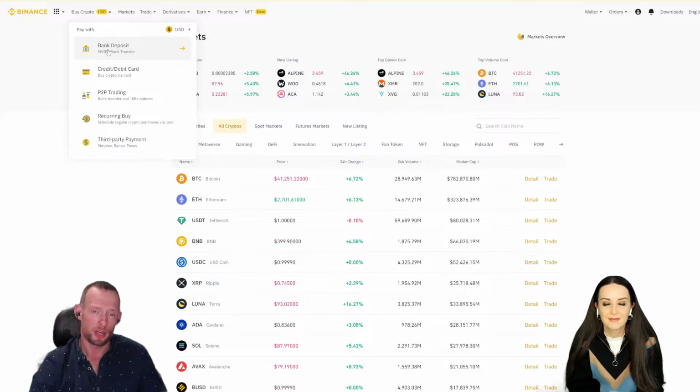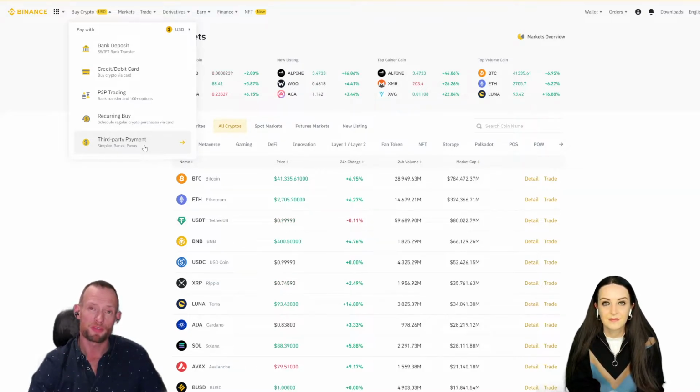The first is a bank transfer, a wire transfer into the exchange from your bank account. Then credit and debit card transactions, and P2P trading or peer-to-peer. This is where you're sending an e-transfer, an email money transfer, to another person within your country, and then they're giving you crypto. This is an arbitrated process, or a monitored process, through Binance. And the other option is a third-party payment through one of Binance's providers: Simplex, Banxa, and Paxos.